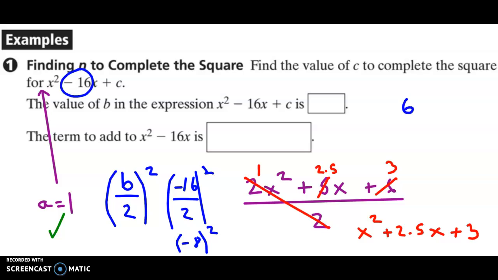So this number is really the number that we're going to use to complete the square. Now, I'm not going to go through this whole process. That's going to be our next video Zoom lesson. But what I want you to really work on right now is figuring out this value. That value, 64, is the value that we're going to add right here for c so that we can use the completing the square process. So the term to add to x squared minus 16x is 64.